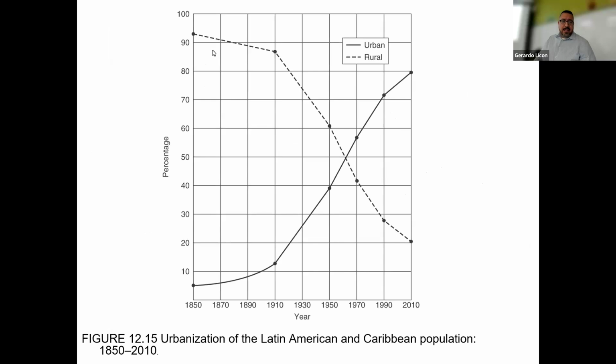Yep, and so again, here's just Latin America becoming more and more urban, less and less rural. Again, for the US, this happens in the 1940s. For Latin America, it looks like maybe a little after 1960 that it tips over from being more rural to becoming more urban.